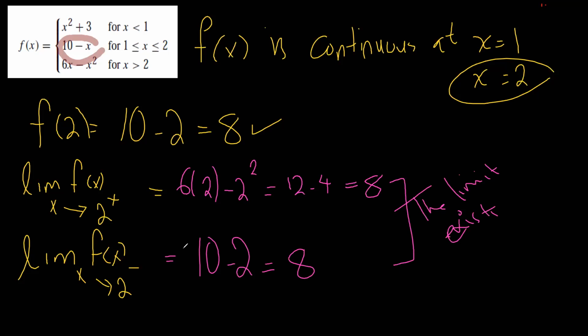Okay, then the third step. The first step, the function is defined. The second step, the limit exists. What is the third step? I have to check that the limit equals the function. I have to check now if the function is equal to the limit.